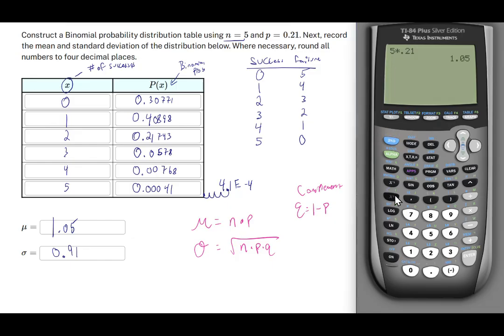And I'm not even going to worry about calculating that, because I can just type all of this right in. I just use second and the x squared button to bring up the square root. 5 times 0.21 times parentheses 1 minus 0.21. I'm just going to let the calculator do it all for me. And we'll get the same standard deviation, 0.910.